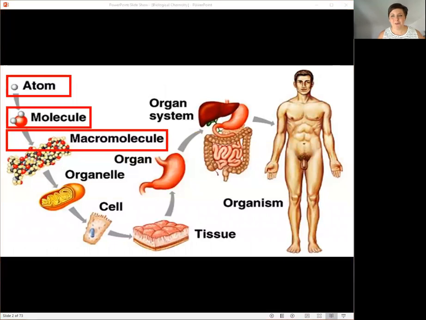I always like to review where we've been and where we're going. So far, we've learned that the building blocks of all matter, atoms, bond to form molecules. And in this lecture, we're going to be discussing how these smaller molecules form complex interactions to form macromolecules. Once we understand these macromolecules, we'll be able to learn how these interact to form the fabric of living organisms, which is membranes and other biological structures like organelles.